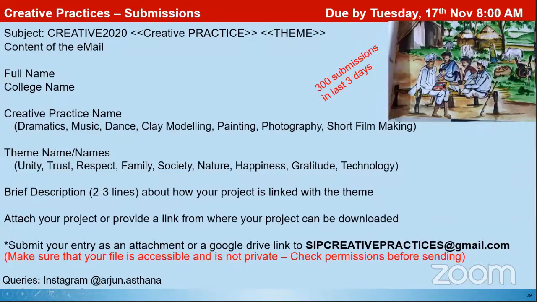And of course, a brief description about how your project is linked to the theme. Attach your project or provide a link from where the project can be downloaded. Submit your entries as an attachment or a Google Drive link to the Gmail address, that is SIP creative practices @gmail.com. So that was about the creative practices.